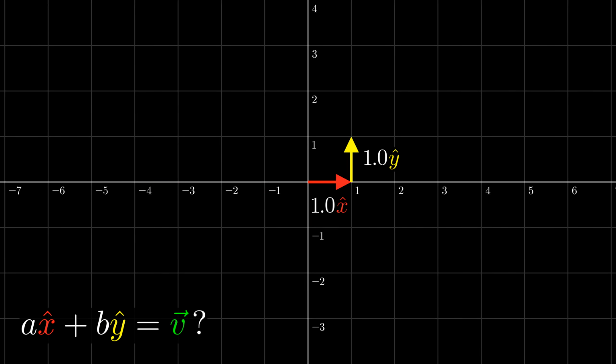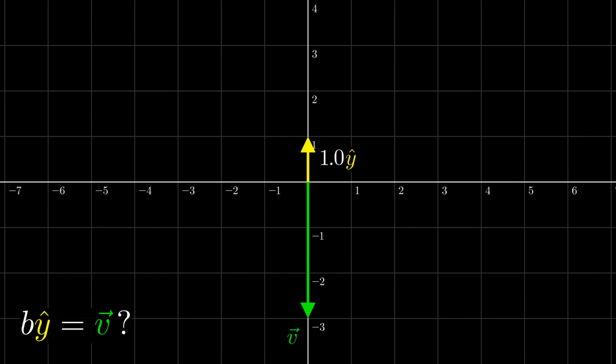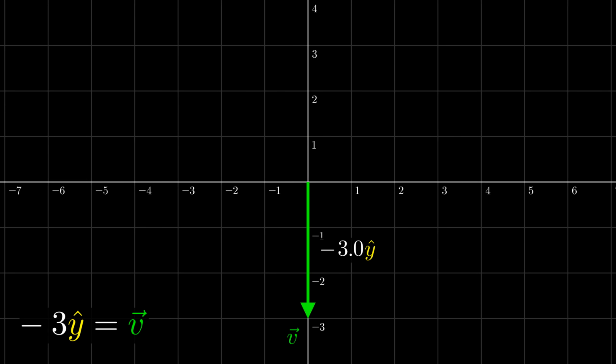Let's do one more. What about this vector? This one doesn't go right or left at all. How do we deal with this? Because we don't want to use x hat in this case, we will just set a to 0. At this point, all we need to do is scale y hat by -3.